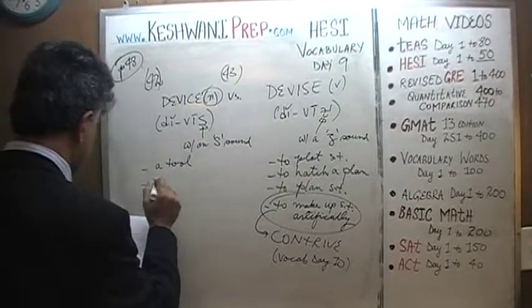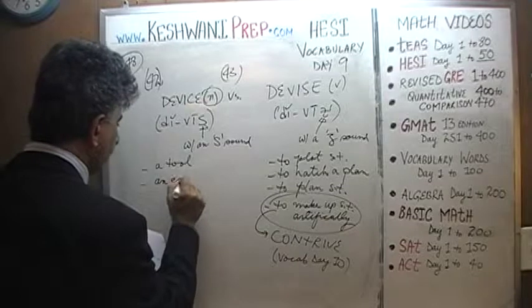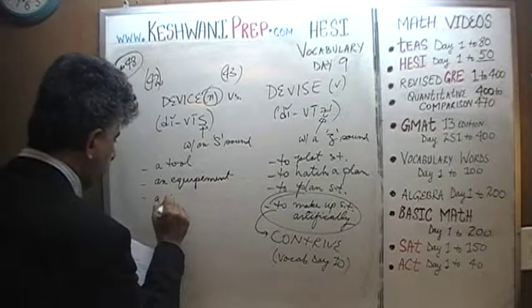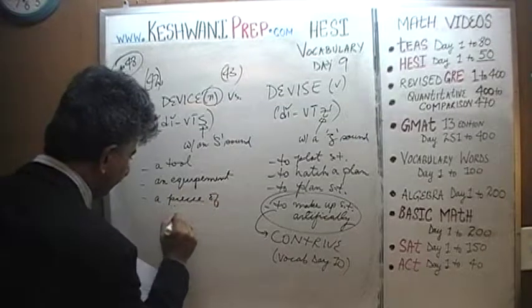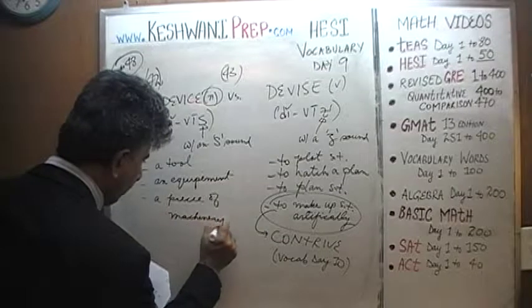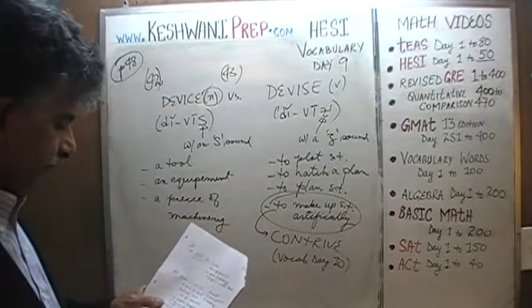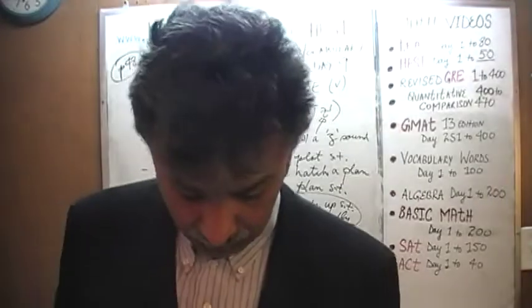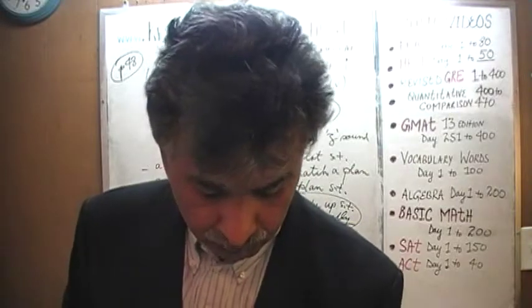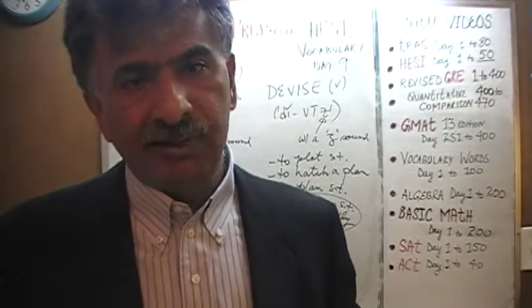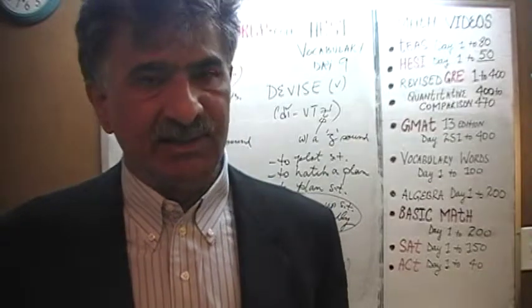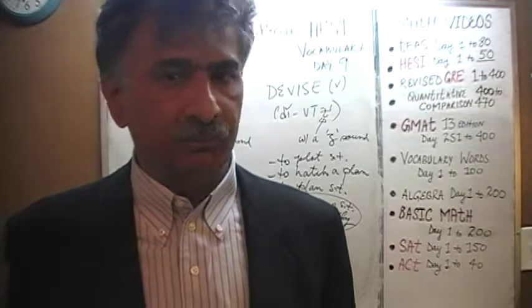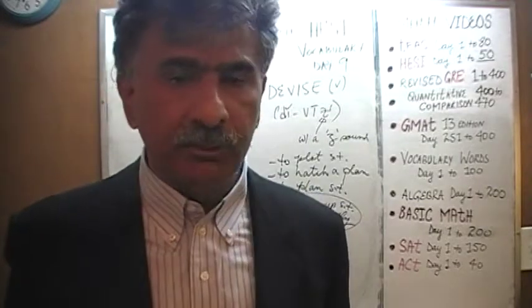An equipment, a piece of machinery, to perform a certain task, to do something. And if you use a certain tool, that tool is called a device. Device and device. Notice that they are not homonyms. They are not pronounced in the same way.